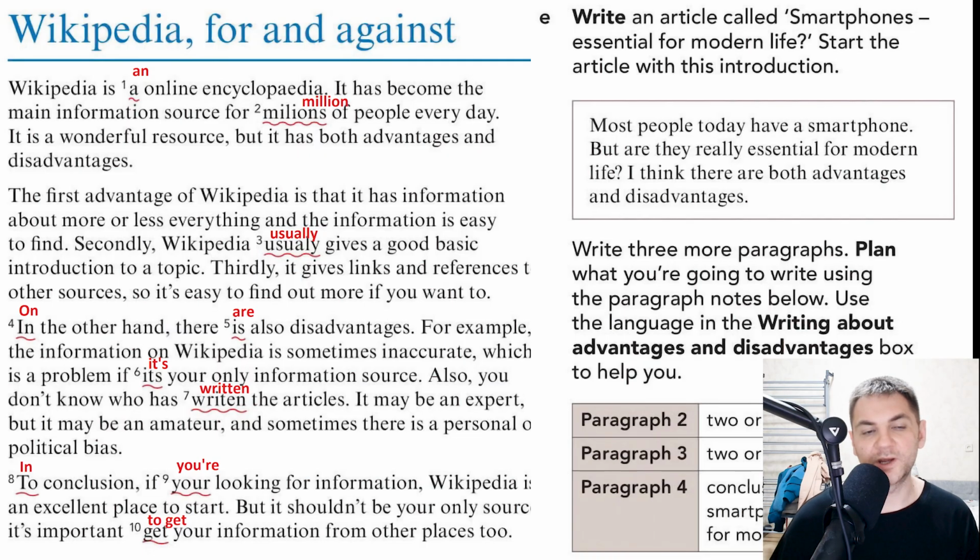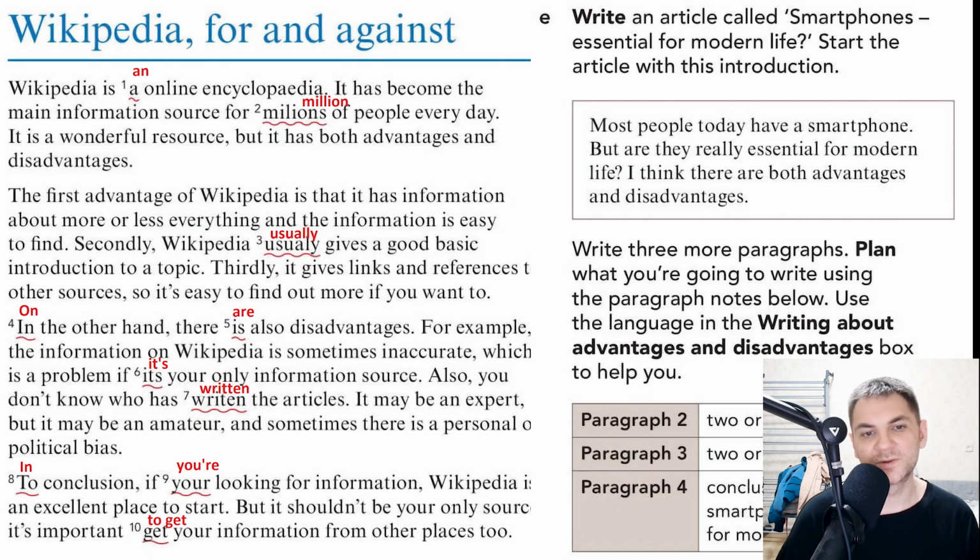And finally, write your article. Now it's time to write. Your article has 4 paragraphs. Paragraph 1, the introduction, is already given to you. Start with: Most people today have a smartphone, but are they really essential for modern life? I think there are both advantages and disadvantages.